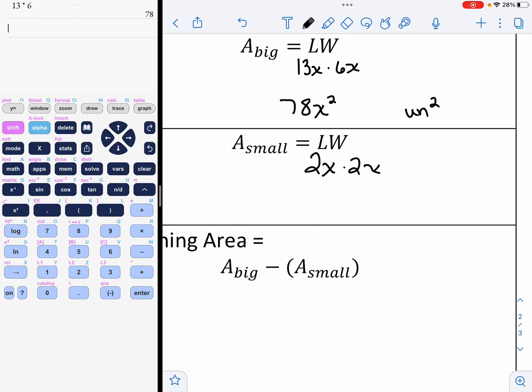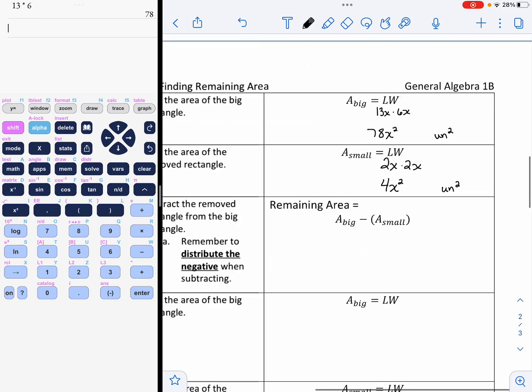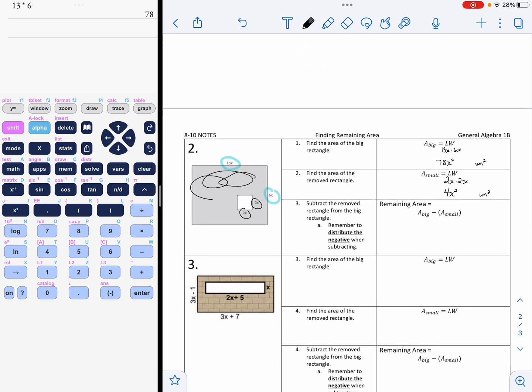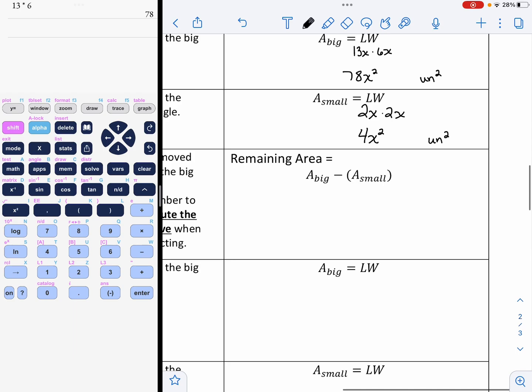This is the small rectangle. So 2 times 2 is 4, and x times x is x squared. Now remember, this is in square units. Not a huge deal, I just want you to know your units. And now to find what's left, so what's that shaded area? After we have the big one and we take away this little guy, what's left? We take the big area, which was 78x squared, and we subtract the small area of 4x squared. There's really just one distribute here, and we just have to do a minus 4x squared.